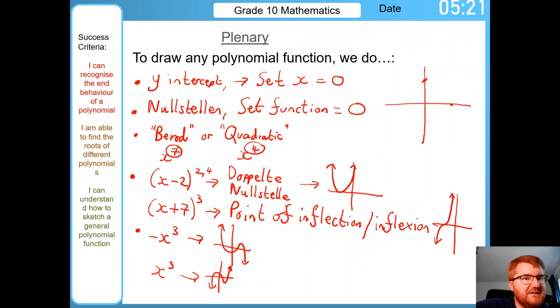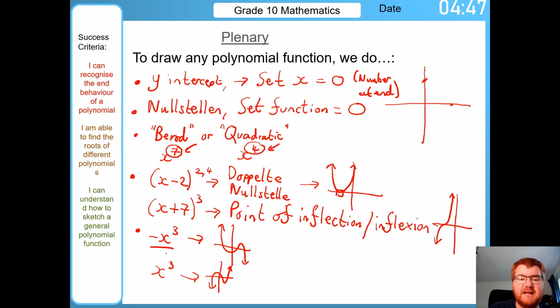Remember, to work out the y-intercept, you set x is 0. That is usually the number at the end. So I'll pop that in as well. If you want to work out what's called the Nullstellen, the x-intercepts, you set the whole function to 0. What you should be watching out for, does it have a bend in the middle or look like a quadratic? Then that depends on the odd power or even power. If we have what's known as the Doppelte Nullstelle, so repeated root, so something like x minus 2 all squared, then you'll have something that looks like this, where it just touches and then off it goes.